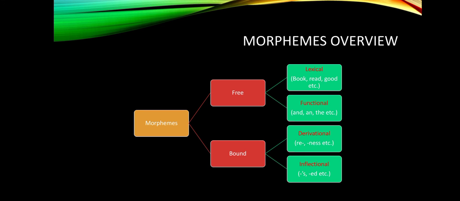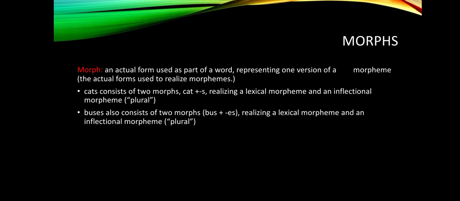Next, let's see it in the form of a picture, a diagram, a figure. Morphemes have two types, free and bound. Then free morphemes have two other types, lexical and functional. And bound morphemes have two other types, that are derivational and inflectional. Let's see what is a morph. Morph, an actual form used as part of a word, representing one version of a morpheme, or we can say the actual form used to realize a morpheme.